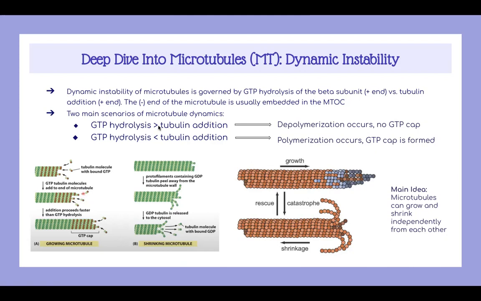If we have GTP hydrolysis happening at a greater rate than tubulin addition, then we're going to get depolymerization, and we're not going to get a GTP cap. So the tubulin is just going to break down. But in the other scenario, if GTP hydrolysis is happening at a rate slower than tubulin addition, then this is when the GTP cap forms, and the microtubule is more stable. We're going to have elongation of the microtubule. So the main idea here is that microtubules can grow and shrink independently of each other.